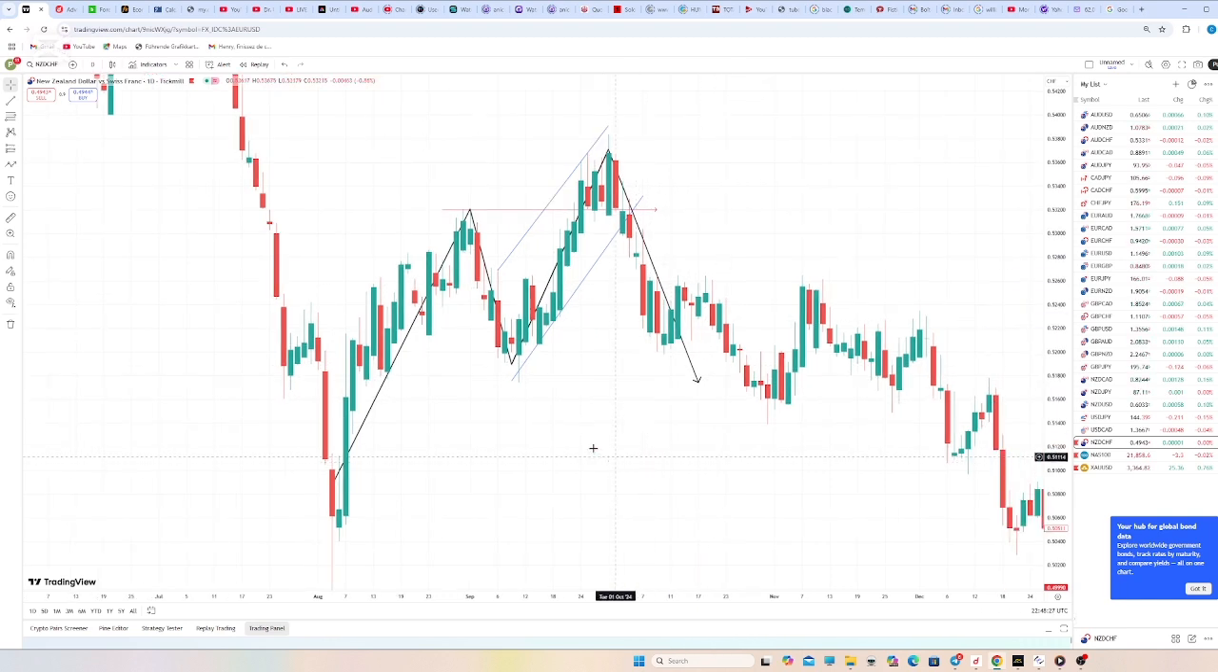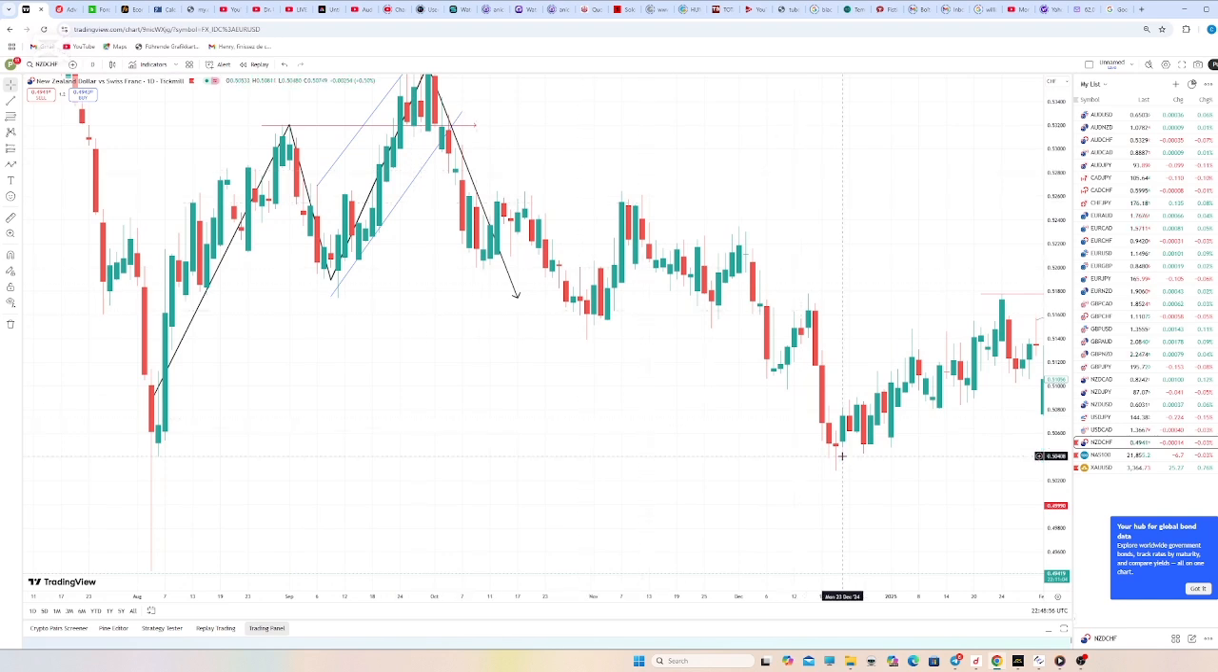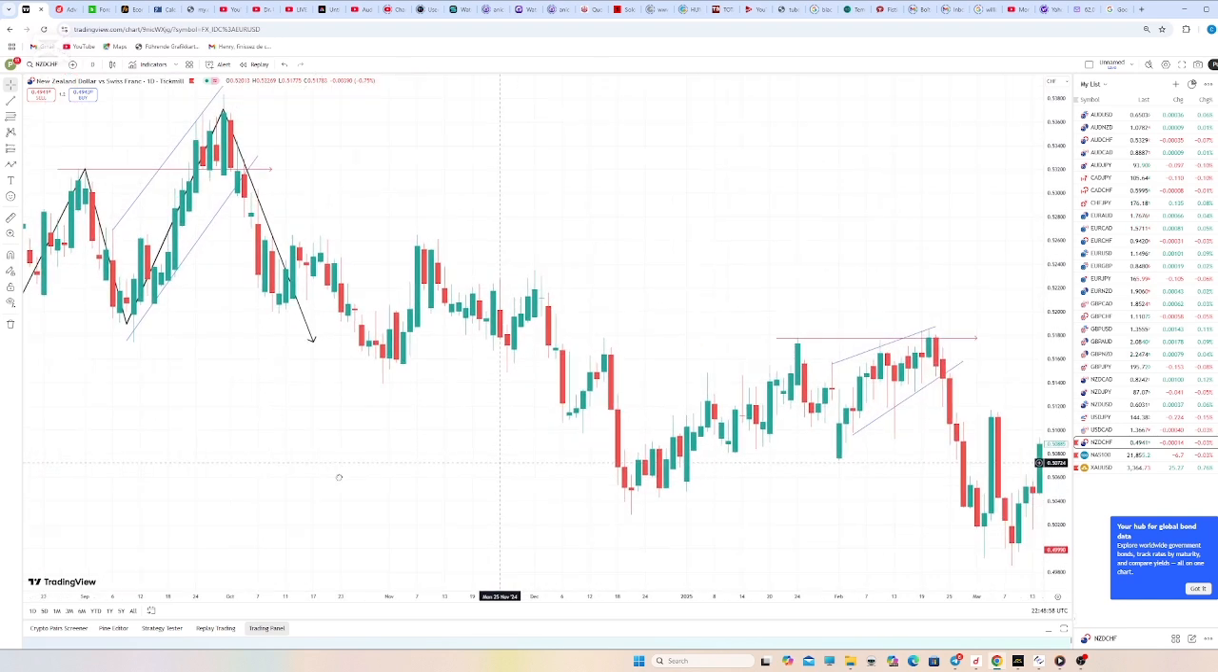So if we are to count the confluence, we have the M pattern, which is 1, we have the double top, which is 2, and we have our ascending channel, which is 3. So 3 powerful reversal structures on one analysis. The more you stack in confluence on your analysis, the stronger that analysis becomes. And it is exactly what happened. We had our reversals. Okay, let's move on.